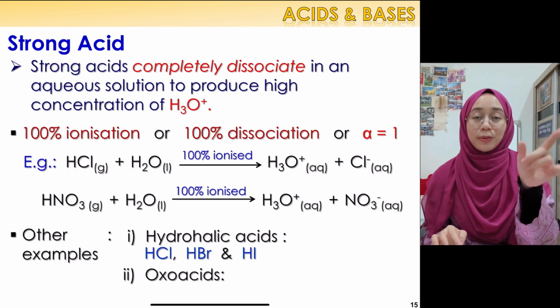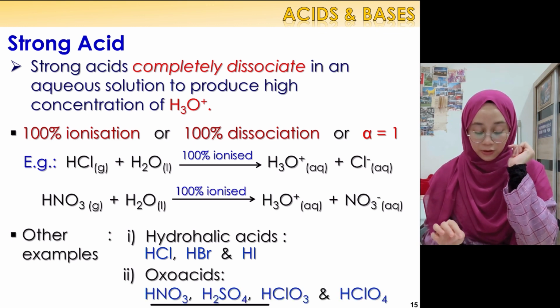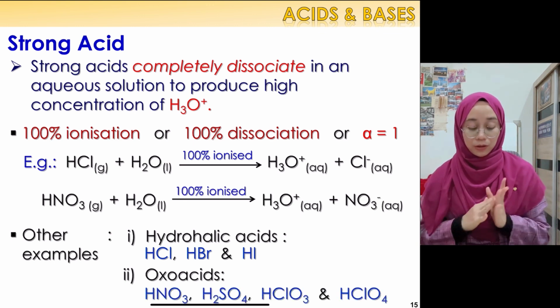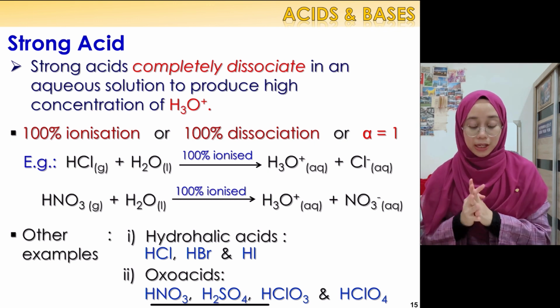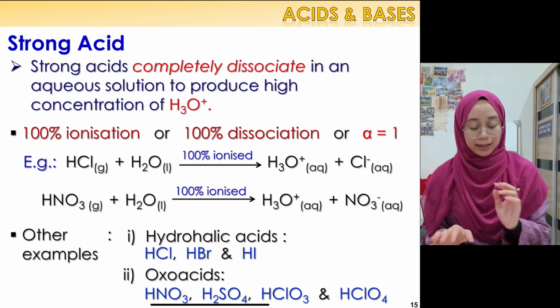Oxo acids ni bermaksud the one yang contain oxygen. So for example HNO3, H2SO4, HClO3 dengan HClO4. Okay, so ini adalah contoh untuk yang strong acid.